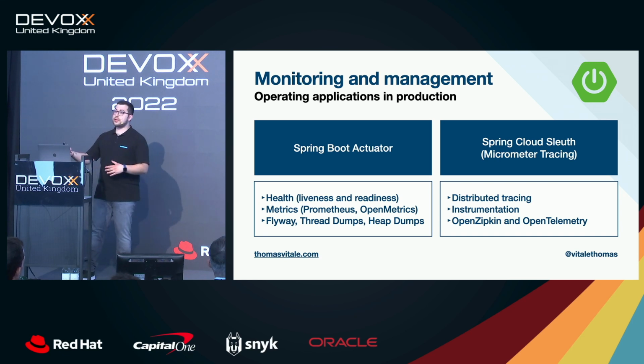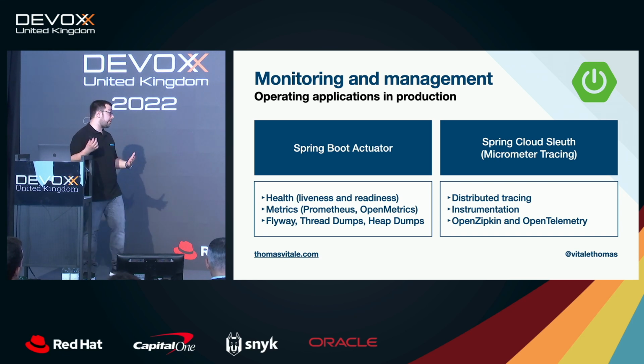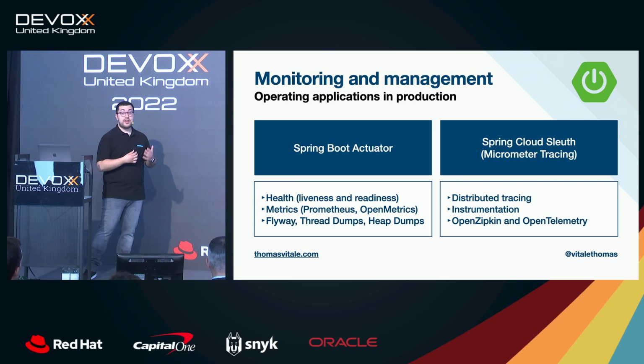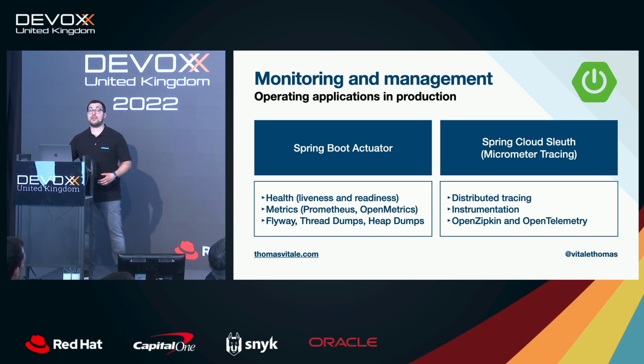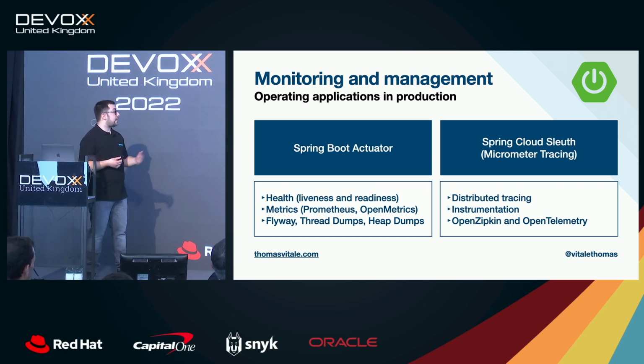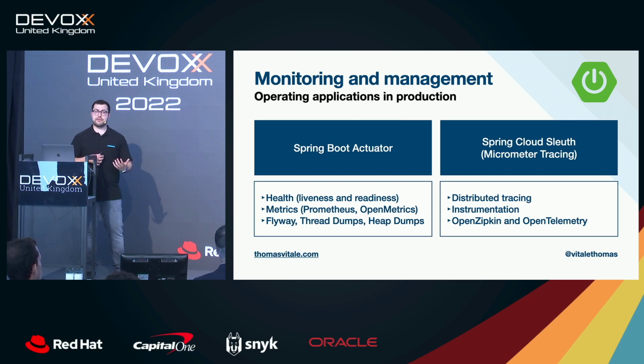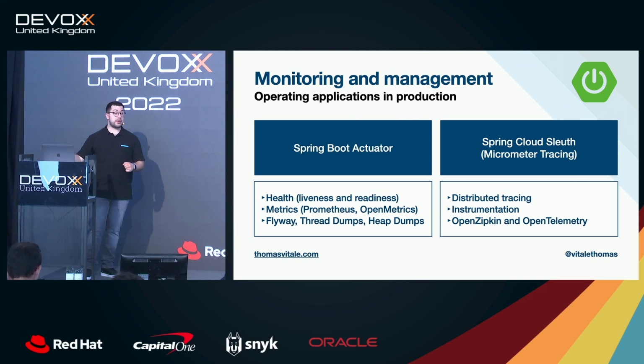For example, if you're using Flyway to handle schema migrations, then it will have a Flyway endpoint where you can monitor all the migrations that have been run. You can take a thread dump and a heap dump. You can check the configuration. There's really a lot of different cool information that is really useful and precious when putting the system in production.